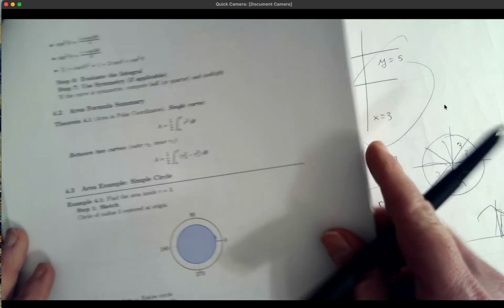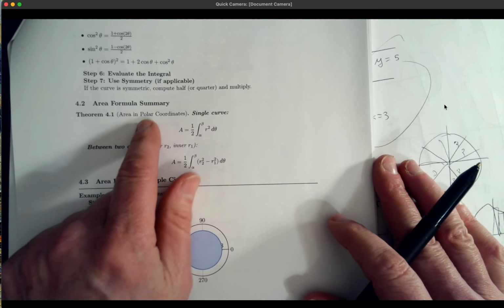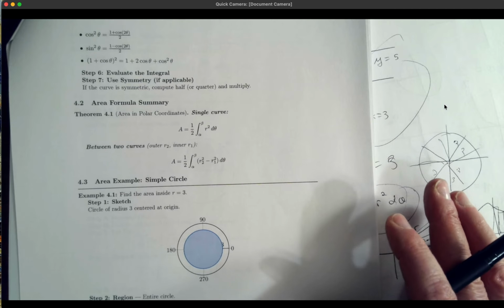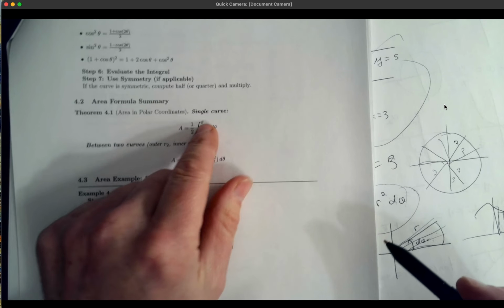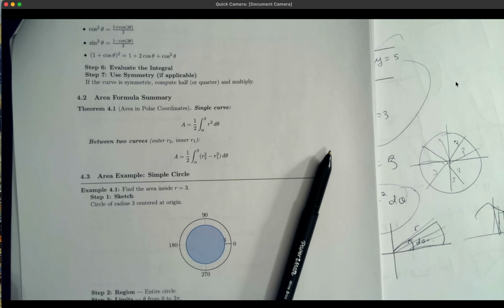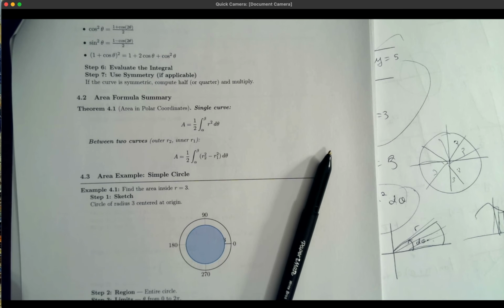So basically, the key formula is right here. Area in polar coordinates is 1/2 r squared d theta, the integral from alpha to beta. Alpha is the starting angle, and beta would be the finishing angle.